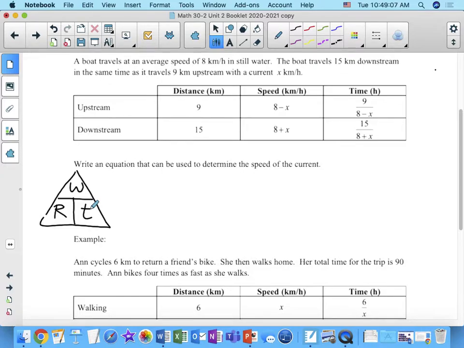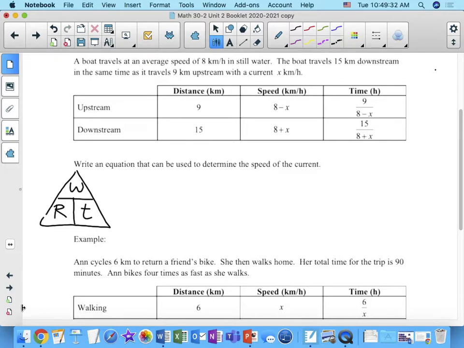Now, how can we get an equation to figure out the speed of the current? Well, we've got to look at the initial piece of information that we're given and figure out what we have not yet used in the chart. What piece of information has not yet been accounted for? Okay, so we've got to read through it again. Sometimes this can be subtle.